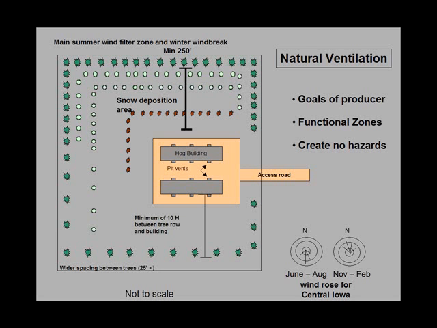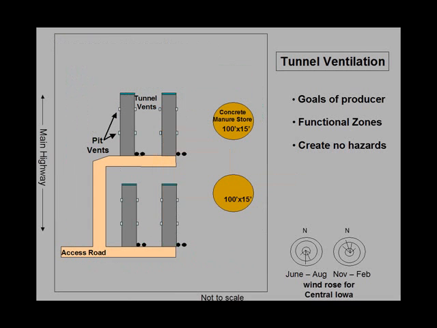Just again, as every little line actually helps in terms of filtration and creating some of those dilution impacts. Here's another kind of system, maybe a slightly larger system with a different kind of technology. In this case, we're looking at tunnel ventilation, and we've got 2 above ground concrete manure storages.